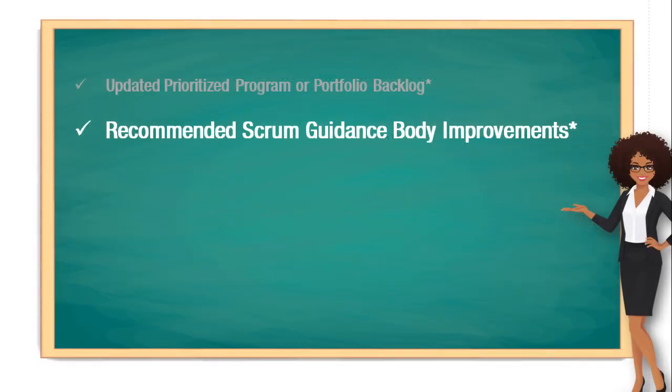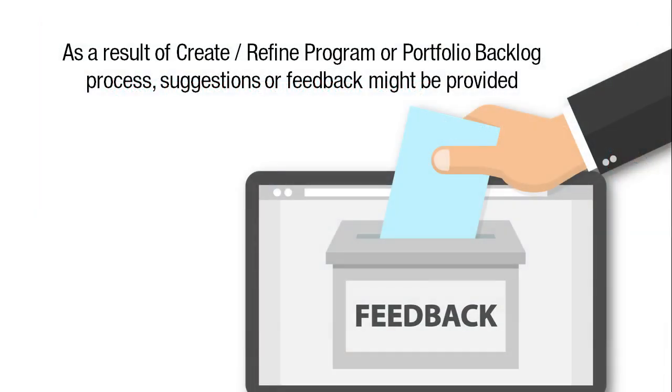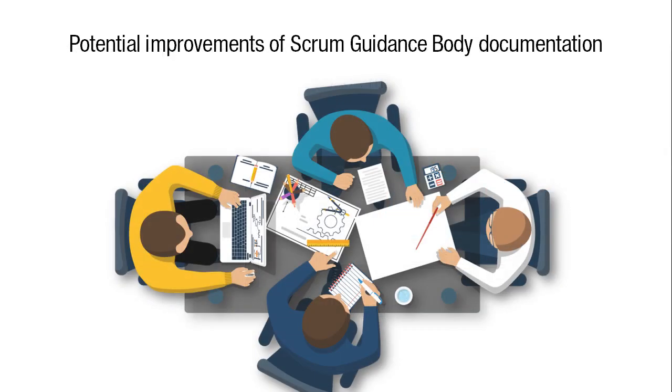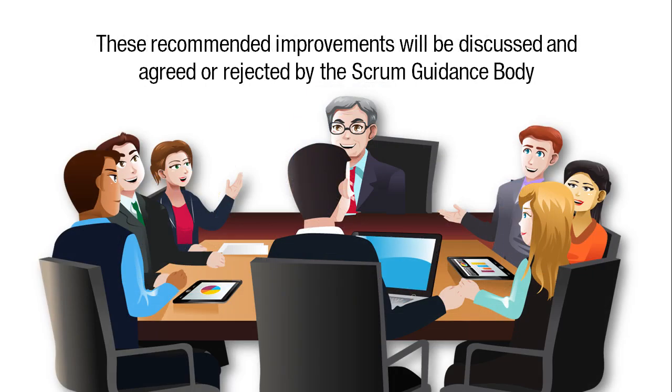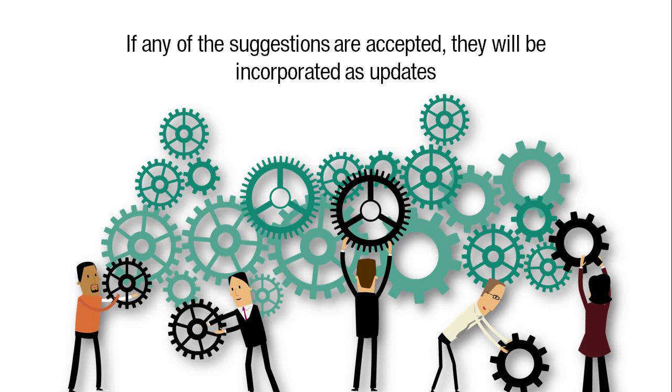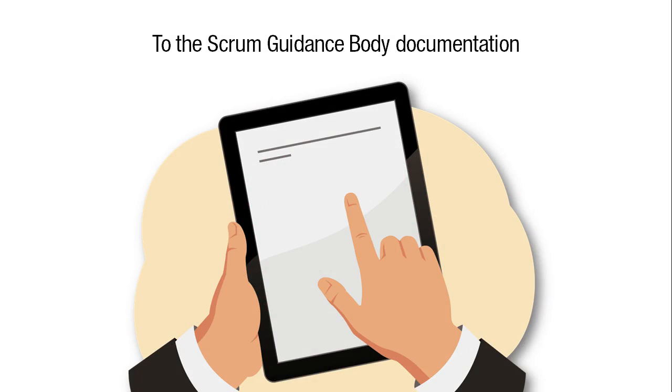The next output is Recommended Scrum Guidance Body Improvements. As a result of the Create, Refine, Program, or Portfolio Backlog process, suggestions or feedback might be provided for potential improvements to the Scrum Guidance Body documentation. These recommended improvements will be discussed and agreed to or rejected by the Scrum Guidance Body. If any of the suggestions are accepted, they will be incorporated as updates to the Scrum Guidance Body documentation. For more information, see the Review and Update Scrum Guidance Body process.